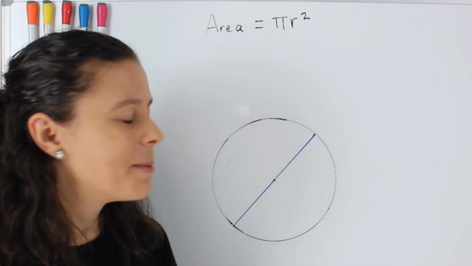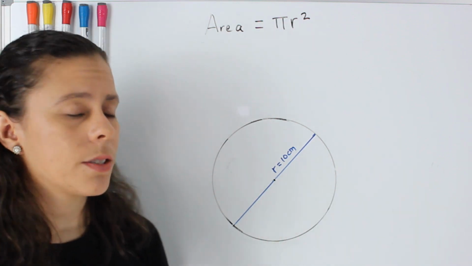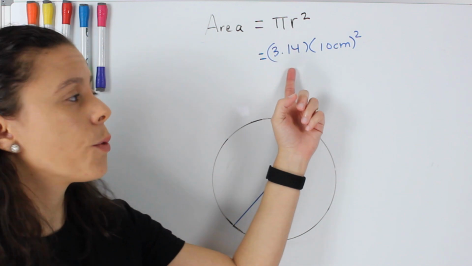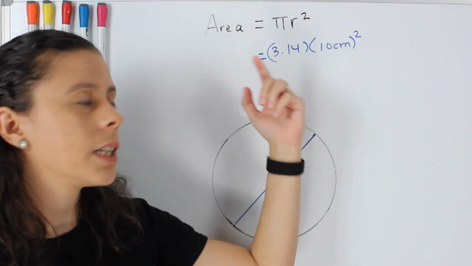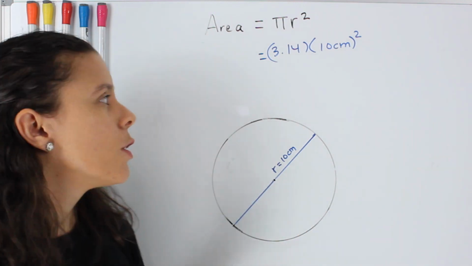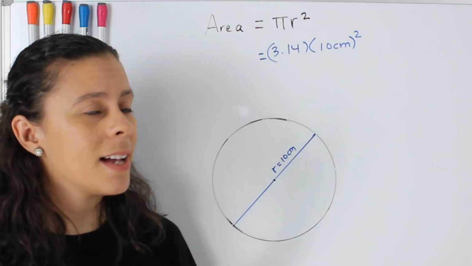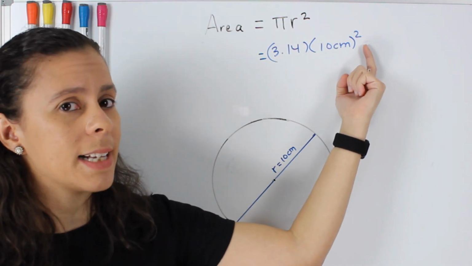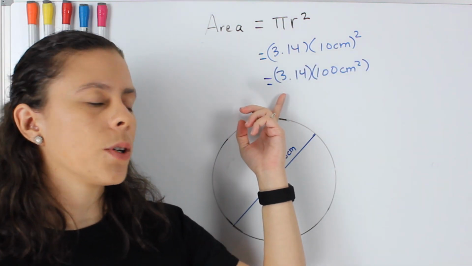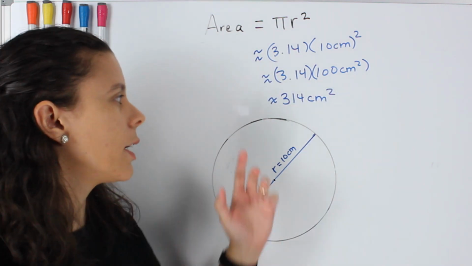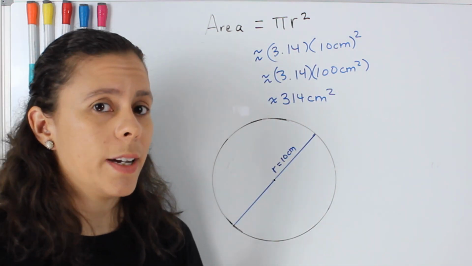So we do the math. Assuming that the circle has a radius of 10 centimeters, we would get the area be equal to 3.14, if we replace pi with 3.14, times 10 centimeters squared. So we do PEMDAS. 10 centimeters times 10 centimeters first, because it is the one that has an exponent. We get 3.14 times 100 square centimeters, which is approximately 314 square centimeters.